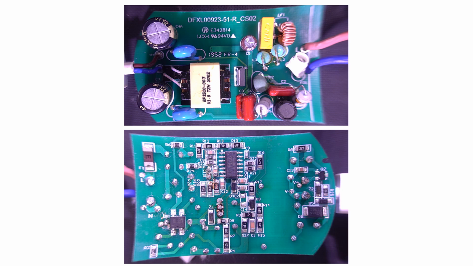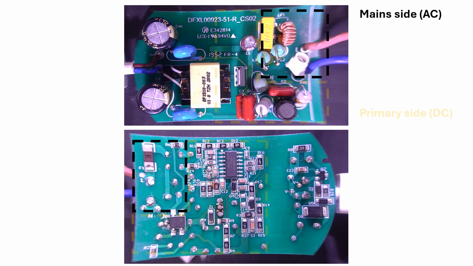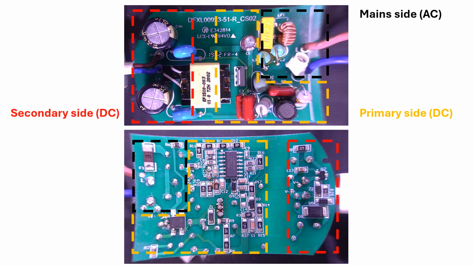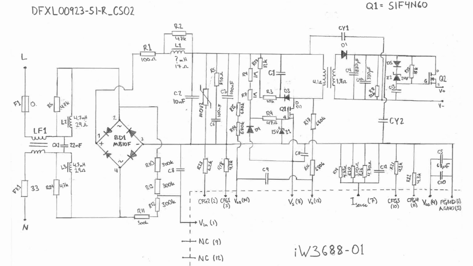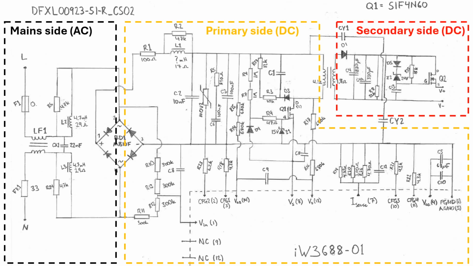Looking at the driver board, we have the mains side, the primary side, and the secondary side. And between the primary side and the secondary side, we have the isolation transformer and the isolation barrier. Looking at the schematics, again, same kind of visualization with the mains side, the primary side, and the secondary side where we connect our LED light.